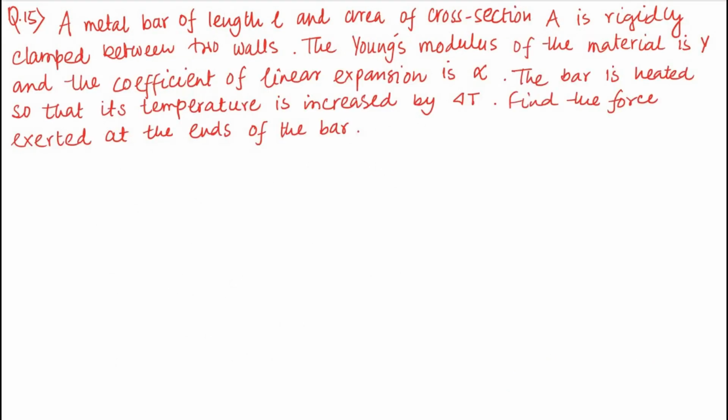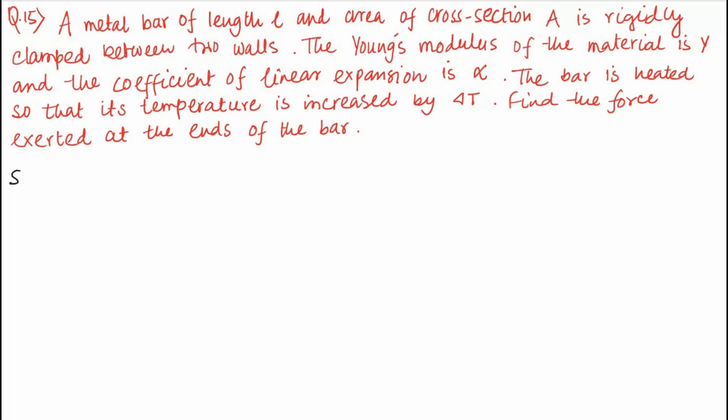Question number 15. A metal bar of length L and area of cross-section A is rigidly clamped between two walls. The Young's modulus of the material is Y and the coefficient of linear expansion is alpha. The bar is heated so that its temperature is increased by delta T. Find the force exerted at the ends of the bar.